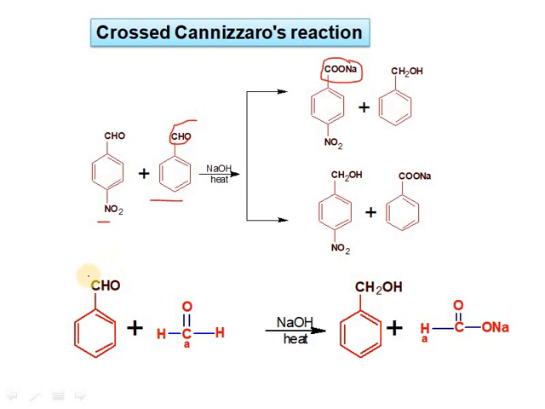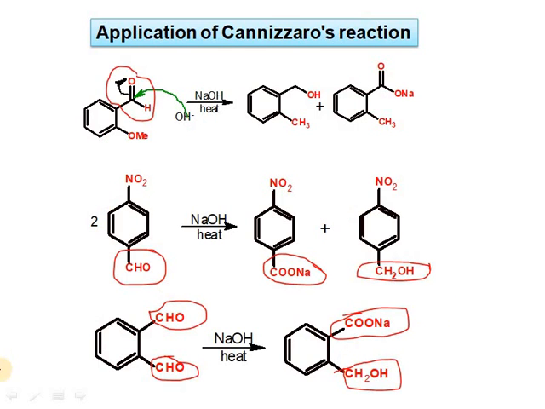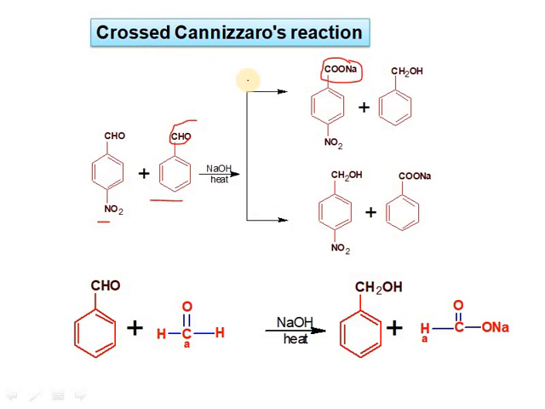Next, benzaldehyde can be treated with formaldehyde to get only one product pair: formaldehyde is oxidized and the benzaldehyde is reduced to the alcohol by strong alkali, giving benzyl alcohol CH2OH plus sodium formate. So this is a cross Cannizzaro type of reaction. Intramolecular Cannizzaro reaction means a dialdehyde can be used. This is the intramolecular Cannizzaro reaction, and this is a cross Cannizzaro reaction.